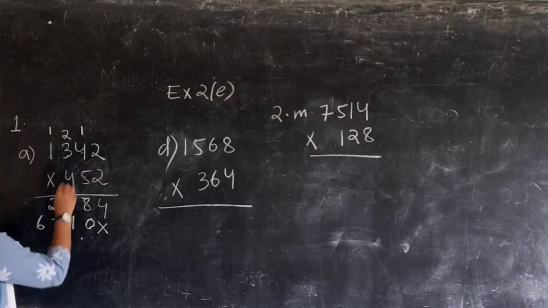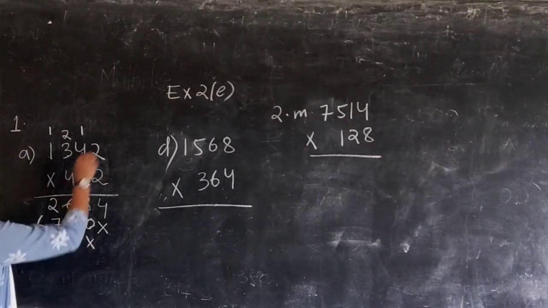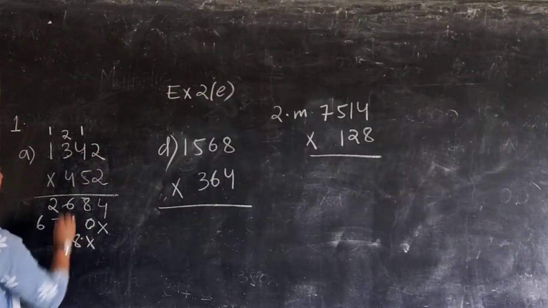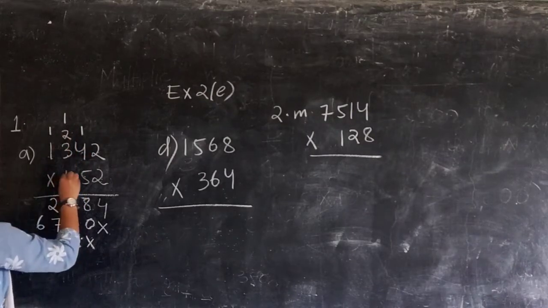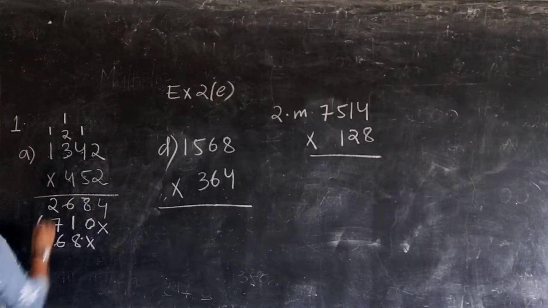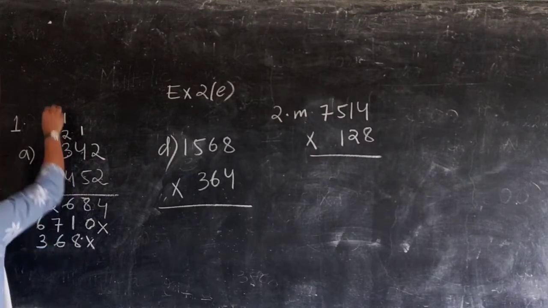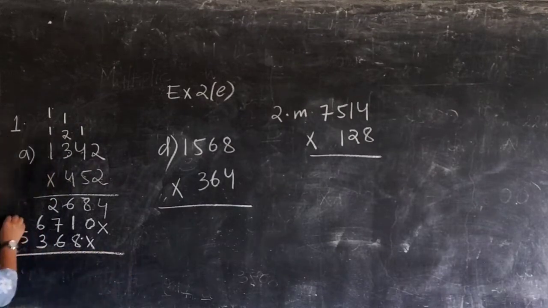Again, before starting multiplying with the another number, cross. 4 2s are 8, 4 4s are 16. So here 1, 4 3s are 12 plus 1, 13, 3. Here 1, 4 1s are 4 plus 1, 5. Now after you multiply, you will add all this.